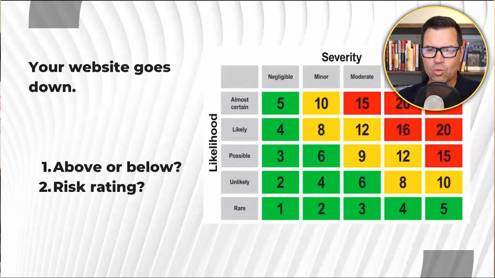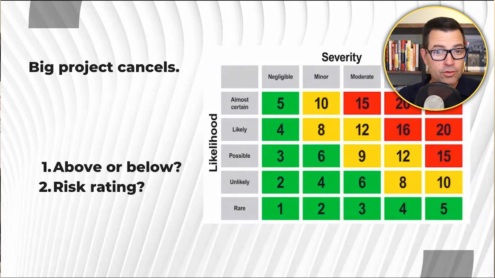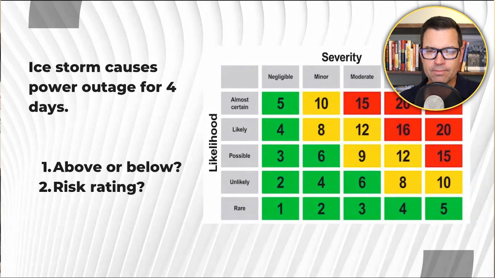The next one is, what if your website goes down? Is that above the waterline or below the waterline? And then how would you rate that risk using the 5x5 risk matrix? Moving up the scale, what if a big project cancels 2 weeks before you were scheduled to start, a project that represents like 25 to 50% of your annual revenue? Would that be above the waterline or below? And then what's the risk rating on that?